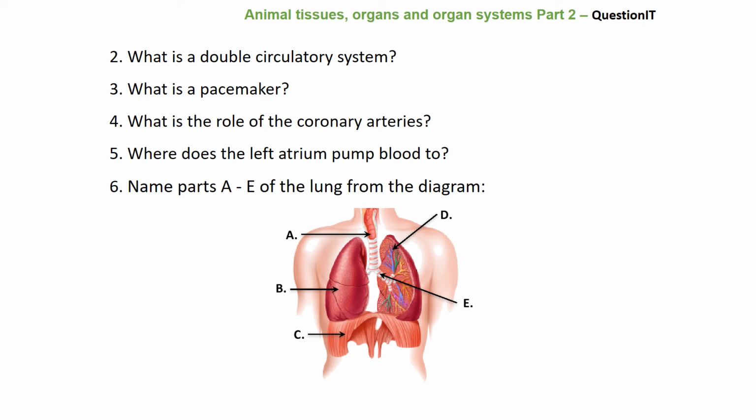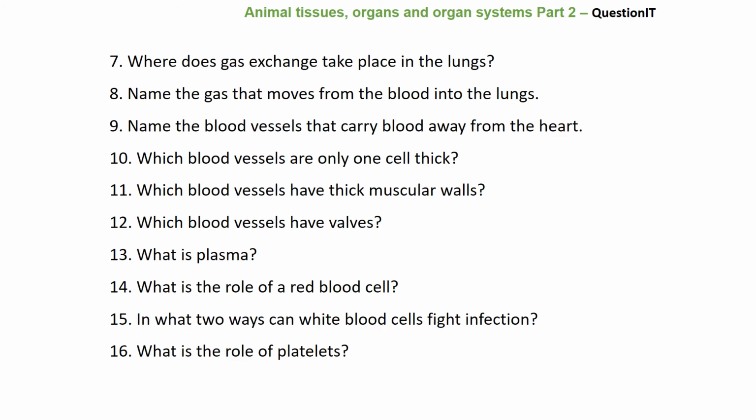Right, moving on to the next set of questions. Question 7. Where does gas exchange take place in the lungs? Question 8. Name the gas that moves from the blood into the lungs. Question 9. Name the blood vessels that carry blood away from the heart. Question 10. Which blood vessels are only 1 cell thick? Question 11. Which blood vessels have thick muscular walls? Question 12. Which blood vessels have valves?